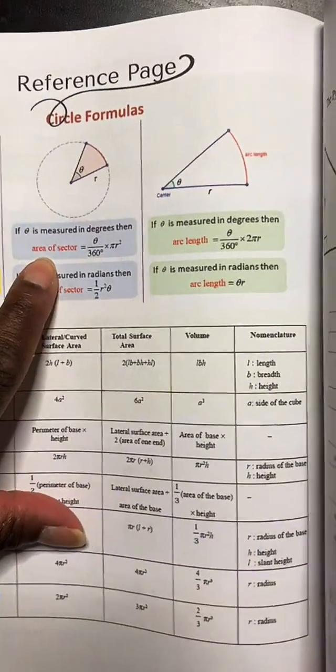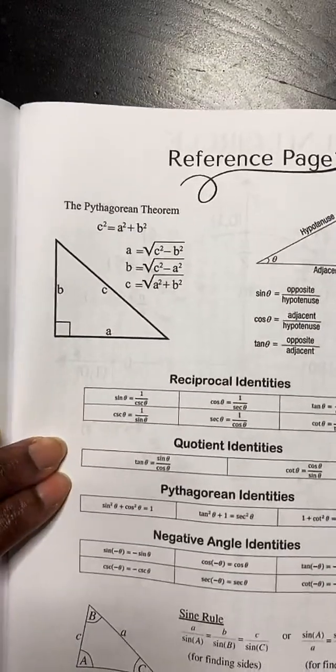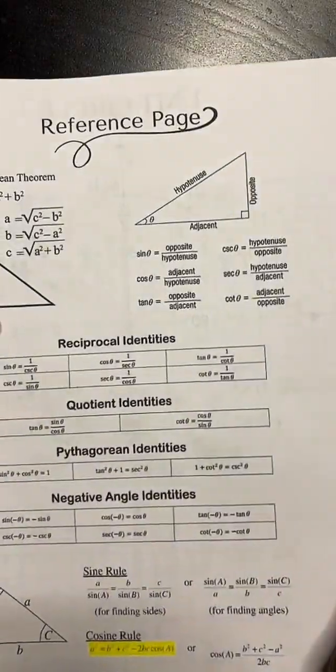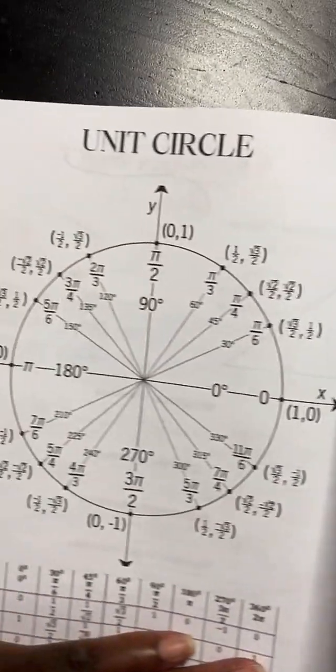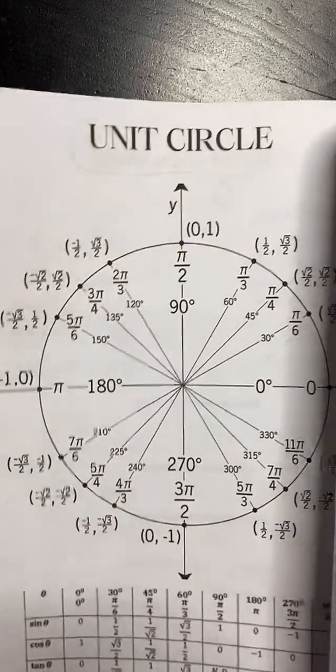We have area of a sector, arc length, also your Pythagorean theorem, SOHCAHTOA, some of the identities, as well as the unit circle. So I tried to put a lot of the resources.